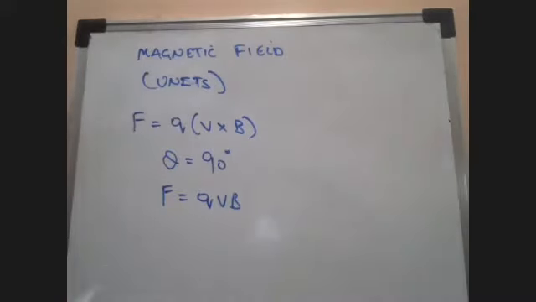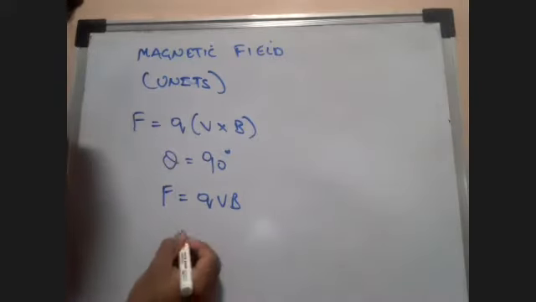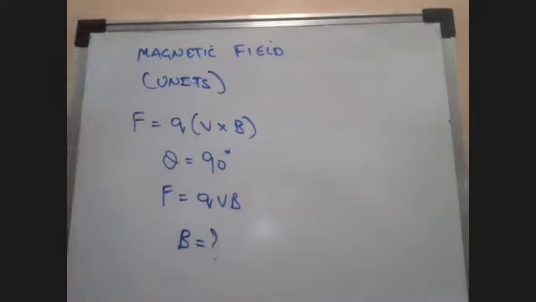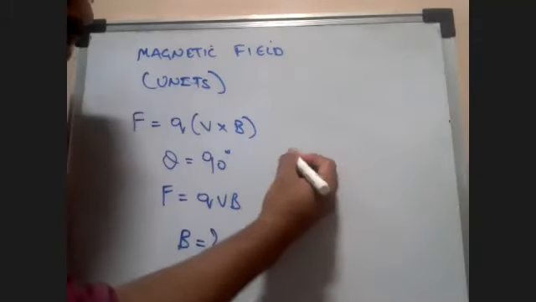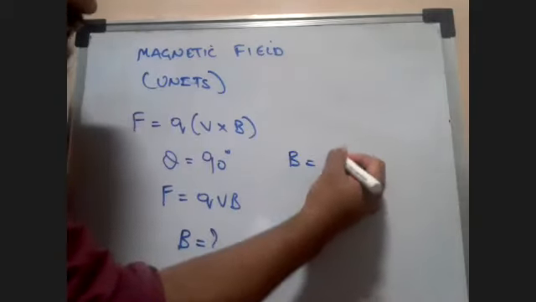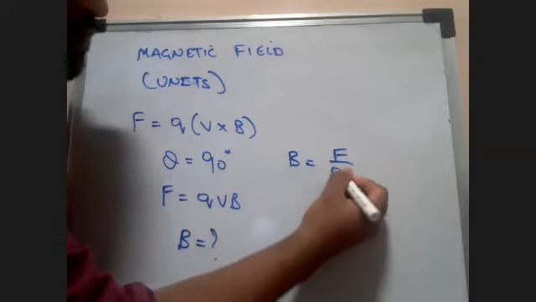Now, if F is equal to QVB, can you tell me what are the units of B? It is important. If you want to know the units of B, all you have to do is rearrange the term. You will get B is equal to F upon QV.